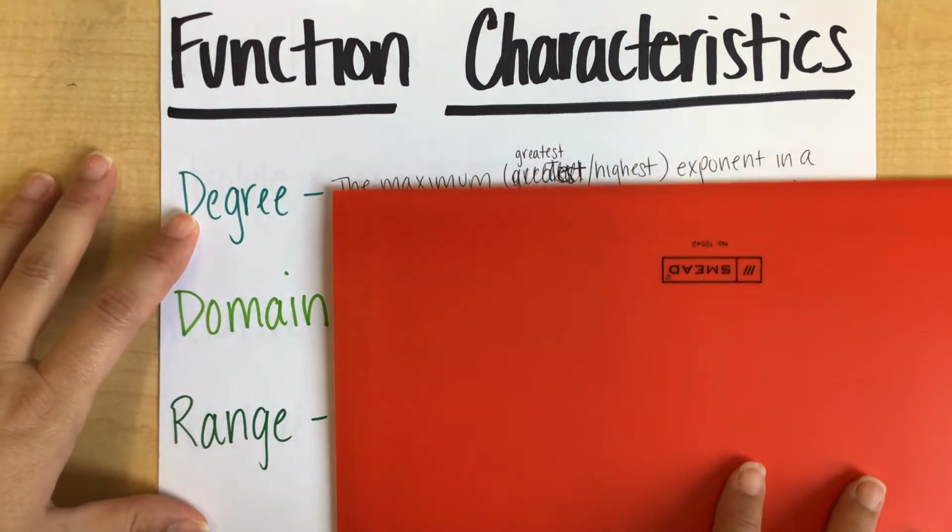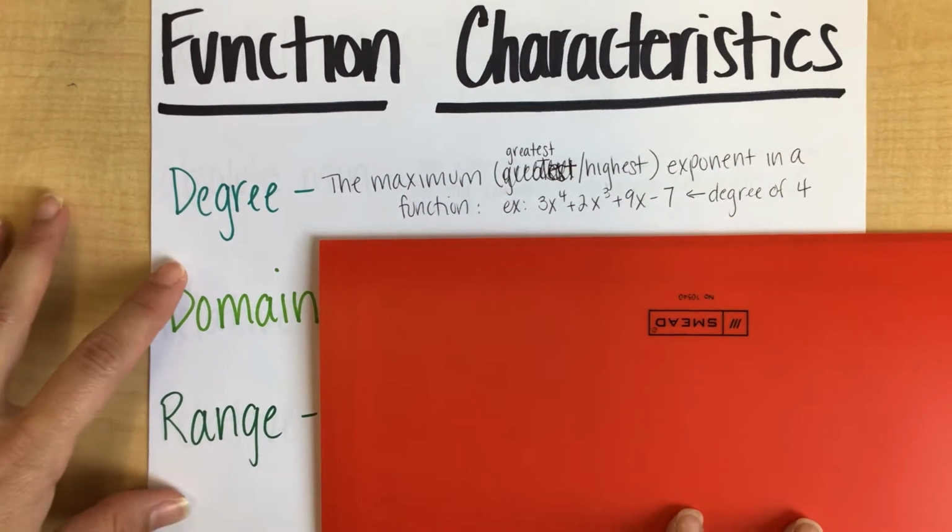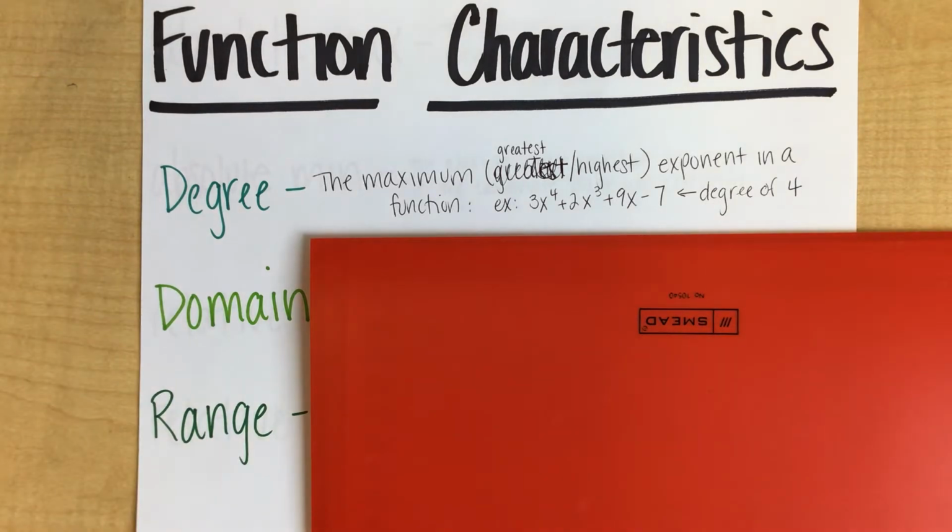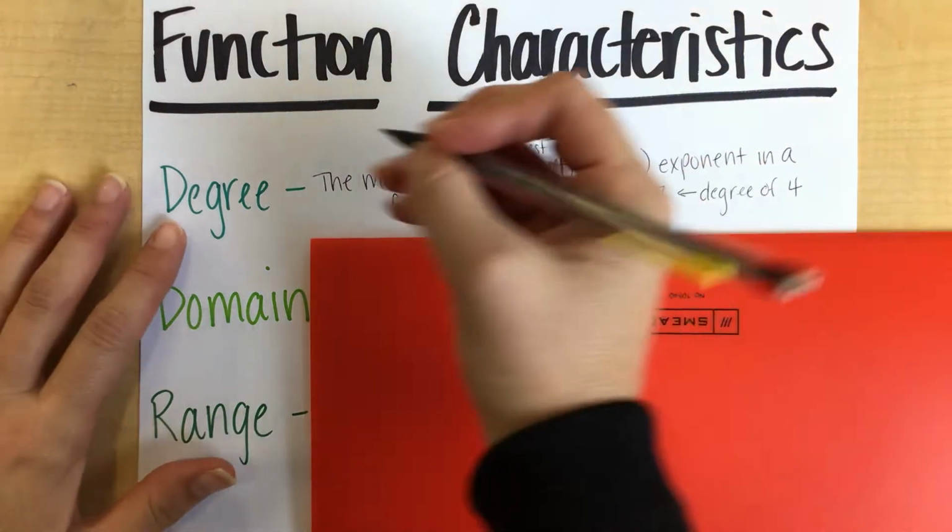Okay, so for degree, apologize for the handwriting. It's the maximum or greatest or highest exponent in a function. So for example, if we have 3x to the fourth plus 2x to the third plus 9x minus 7, we would say that that function has a degree of 4 because 4 is the greatest exponent that we have in there, okay? Now, if we're looking at a graph, to be able to find the degree, what you do is you count the number of turns and then add 1. Okay, so I'm going to add that on here.